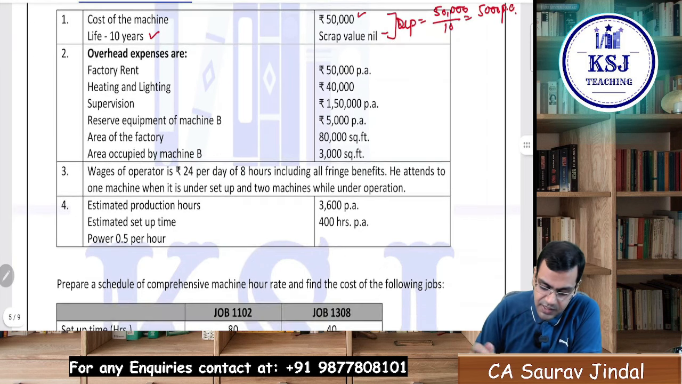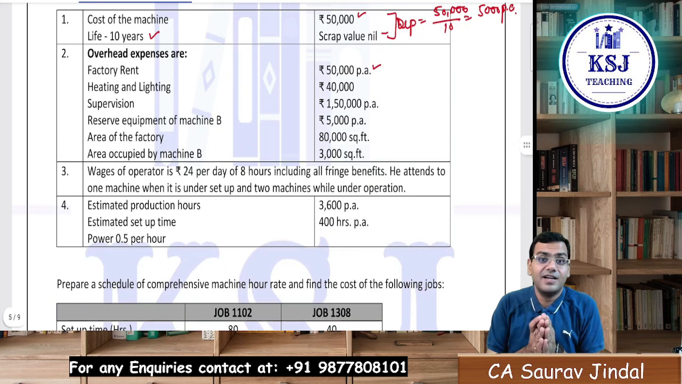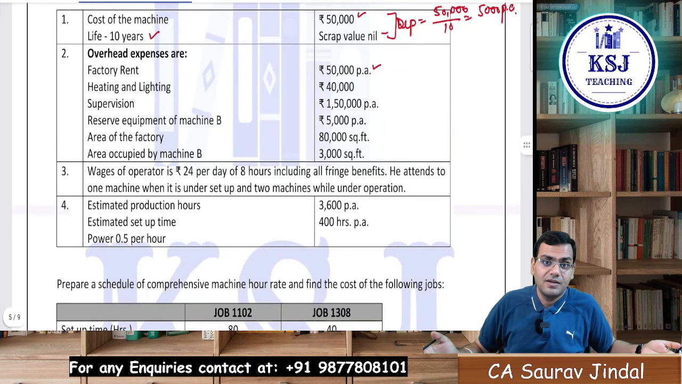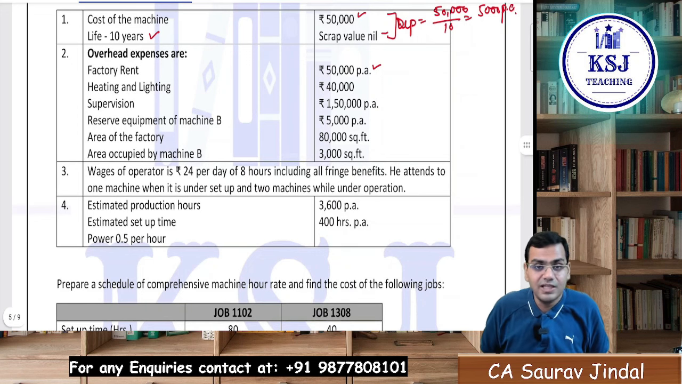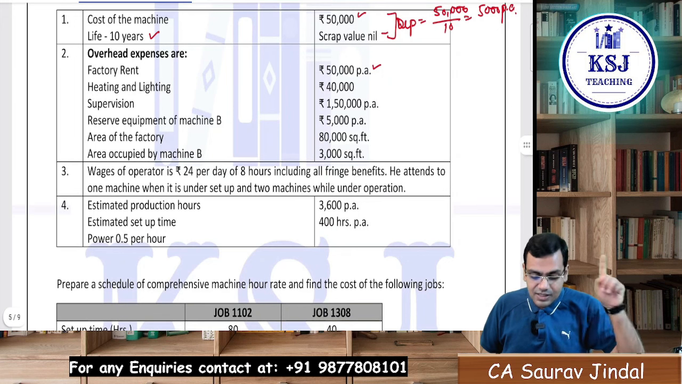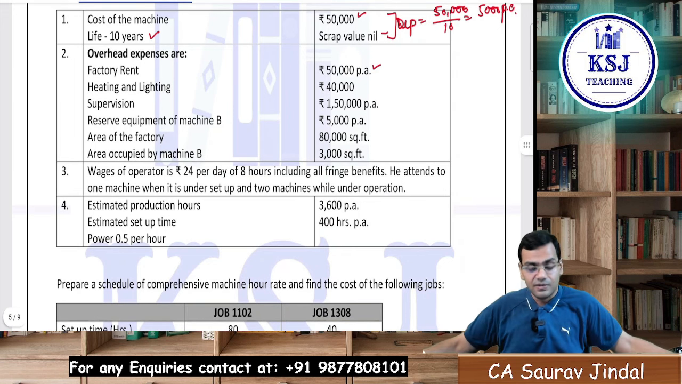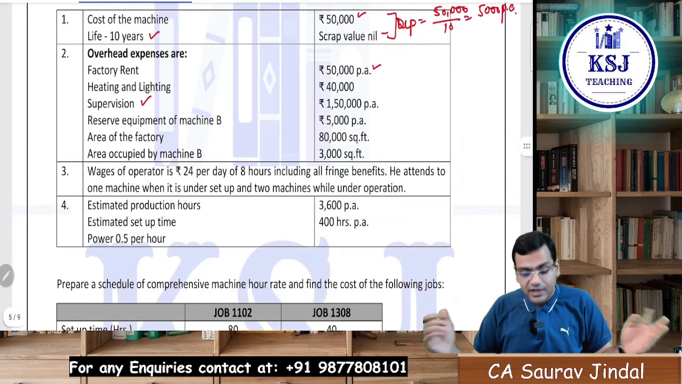Overhead expenses are given, that is factory rent is given as 50,000 per annum, right? Now this factory rent is not for a particular machine. Be very careful here. The factory rent is for the whole factory. Is this for a particular machine? No. Heating and lighting 40,000. Is this for a particular machine? No. This heating and lighting is for the whole factory. Supervision 1,50,000 per annum is also for the whole factory.